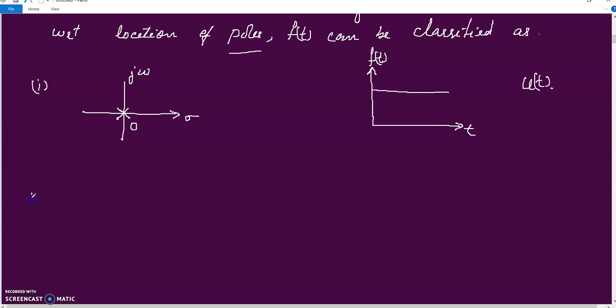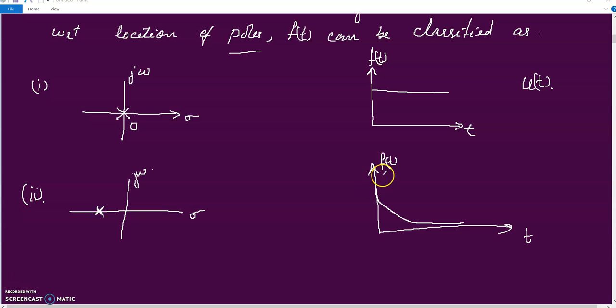The second case, when the pole lies in the left half of the S-plane on the real axis. The f(t) will be an exponentially decreasing function. The response decreases exponentially when the pole lies on the real axis on the left side of the S-plane.